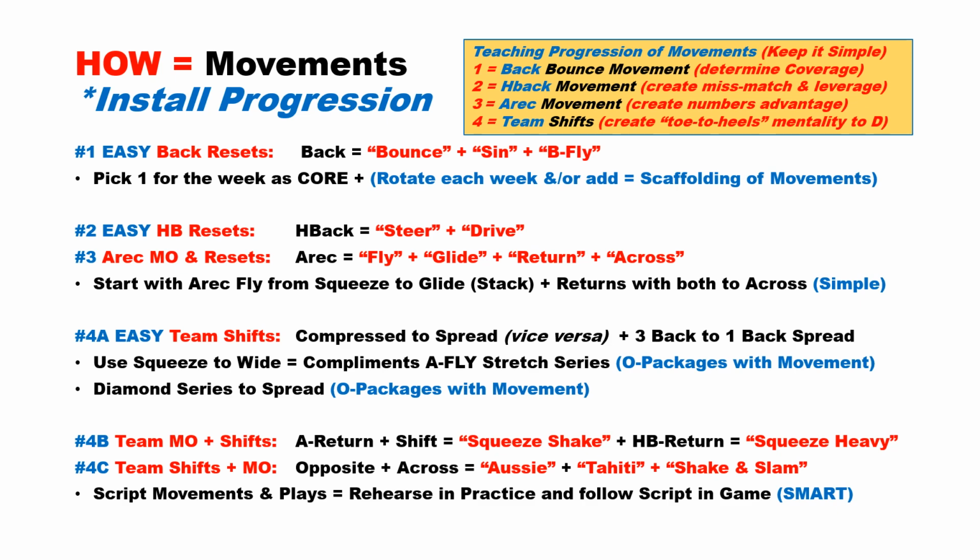Next easy step then is just to do these team shifts. And I've done this all the way down to the 9th grade level, because you simply start by just using a compressed, or what we call squeeze, and then you go out to a wide alignment. This is great in that you can add this now to your fly stretch series or your jet sweep from that compressed set, or reverse type packages that we have in the system. Another thing you can do is use 3 back type sets and then motion or shift out to a 1 back, your normal spread, using what we call a diamond series. So it's a great way to use offensive packages, shift, and again, really simple for your players to do.